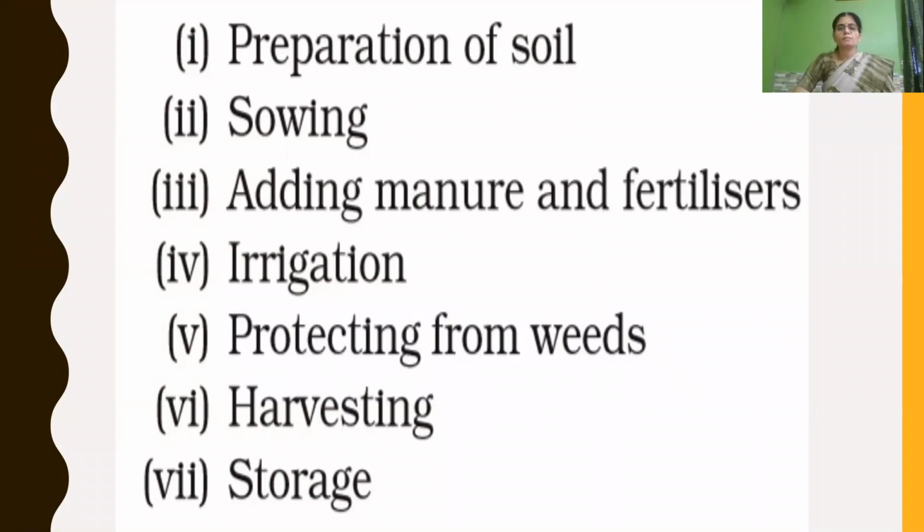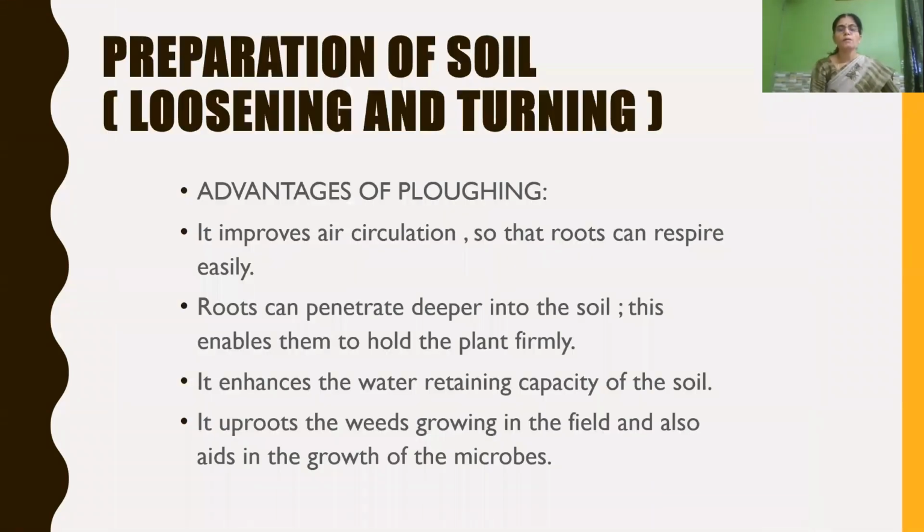These agricultural practices involve various steps, such as the first step, preparation of soil, then sowing, adding manure and fertilizers, irrigation, protecting from weeds, harvesting and storage. So let's revise each and every step. First step involves preparation of soil.